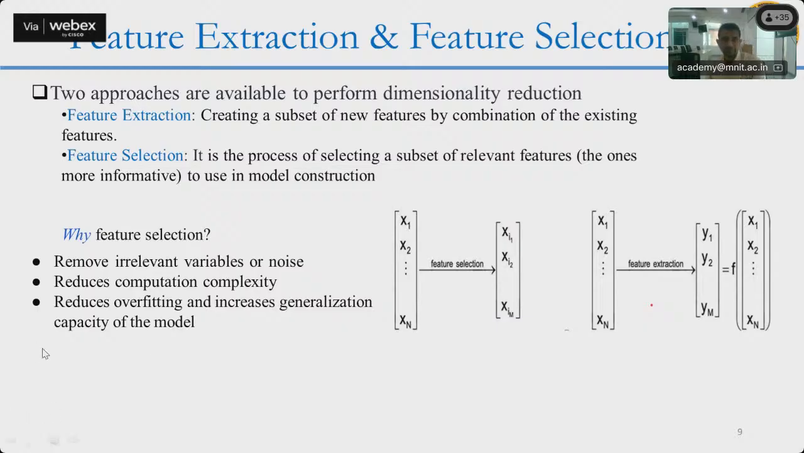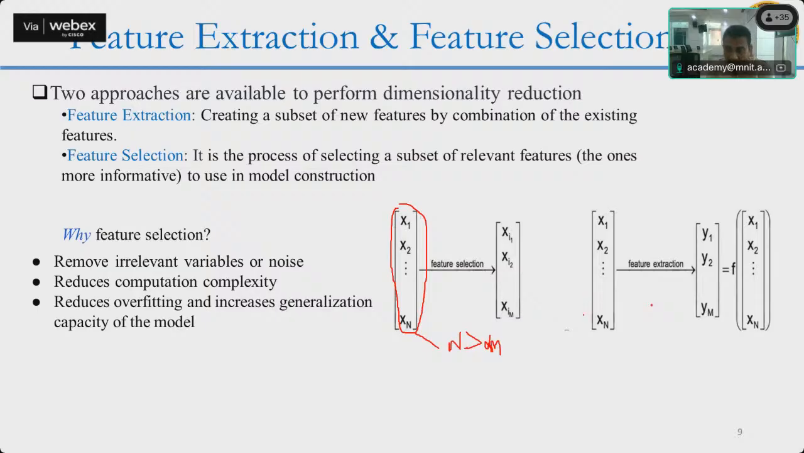So what are you doing here? See, for example, total n is there, and you are selecting out some of them where capital N is greater than 2m. So what we are saying, we can select out the main feature.